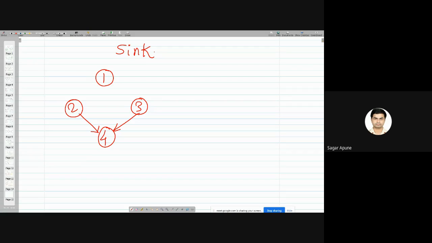Okay, these three answers are correct because there are 4 nodes, but 2 has out degree 1 because the 2 to 4 edge is there. 3 has out degree 1 because the 3 to 4 edge is there. But what about 1 and 4? 1 has no edge going out. So the first sink node I got is 1. Then what about 4? 4 again has out degree 0. So there are 2 sink nodes, 1 and 4. Answer is there are 2 sink nodes.